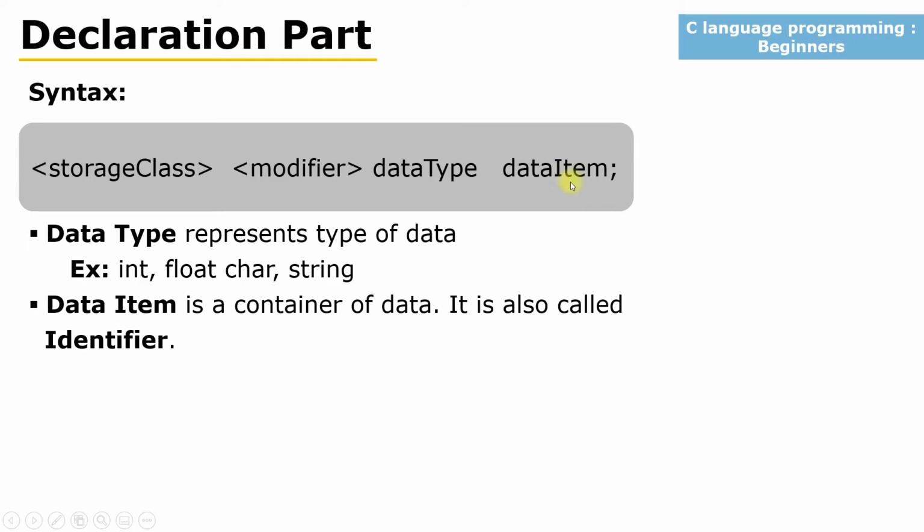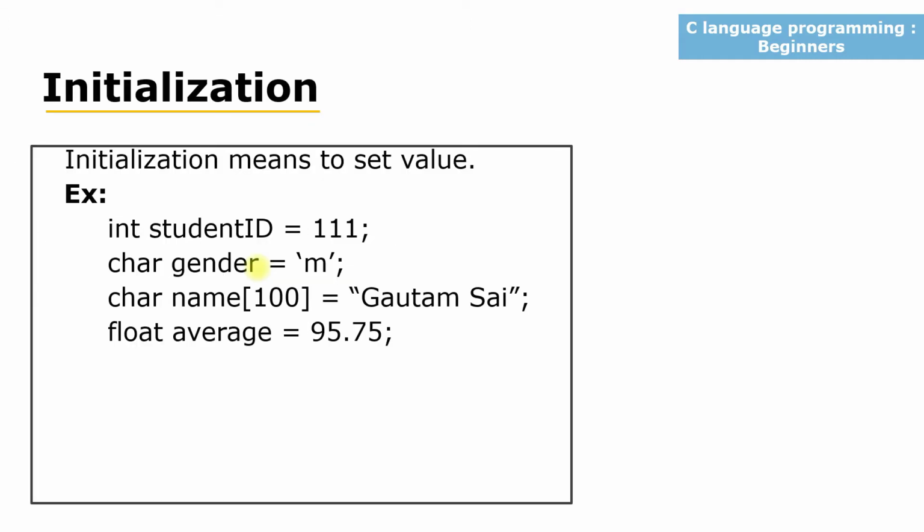Data item is a placeholder which stores the data. It is also called an identifier because it is used to identify things. A data item name can be any name of our choice, but we must follow some naming conventions. And you also learned what initialization is. It is the process of assigning values to the data items.